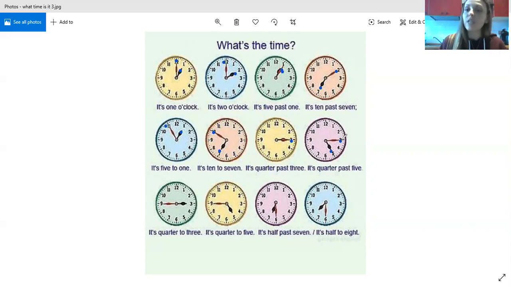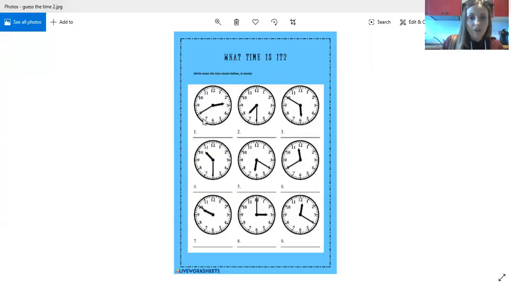So let's do a guessing game together. Okay, let's have a look. On the first one, we see the short hand on 3 and the long hand on 8. Now, I'm going to give you 30 seconds and you will have to say out loud what time it is.